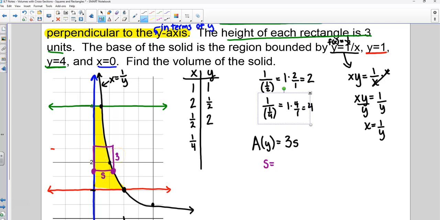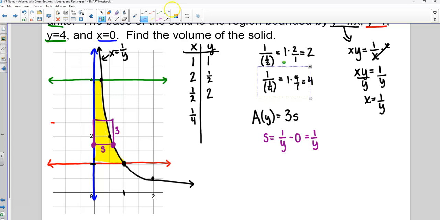So to find that S value, if it's horizontal, do right minus left. If it's vertical, do top minus bottom. The right side is on that black line, and that value is given by 1 over y. What about the left side of that line S, this left endpoint right here? It's not 1. It's on the blue line. What was the blue line? It was 0. So again, I've still given you one where we get 0 right here. So S is just 1 over y.